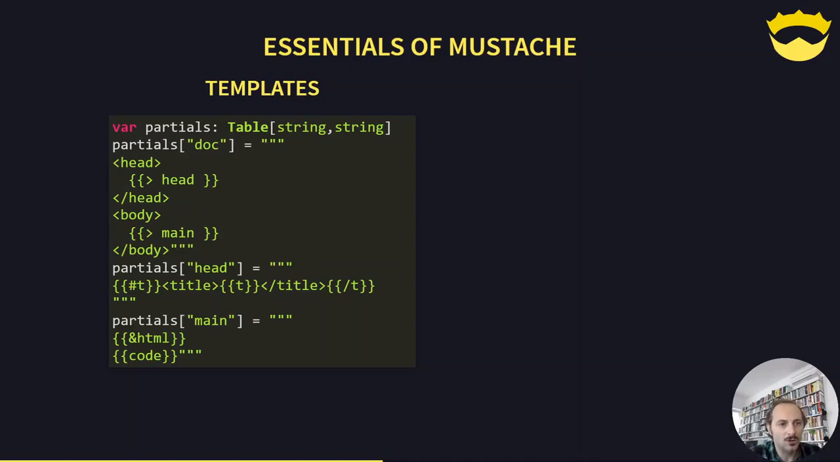You will have an HTML document with a head part and a body part. Inside the head, you have something which is called head. Inside the body, you have something that is called main. And the two mustache signs with the greater sign is the syntax for another partial. The head partial, in this case, will add the title if I added a T data to the title. And the main partial will have two parts. One, which will be unescaped data, the HTML part, and one code, which will automatically escape data.